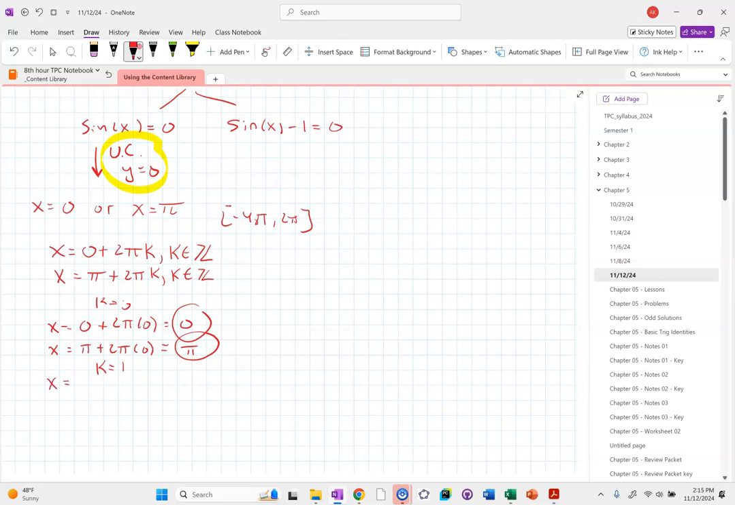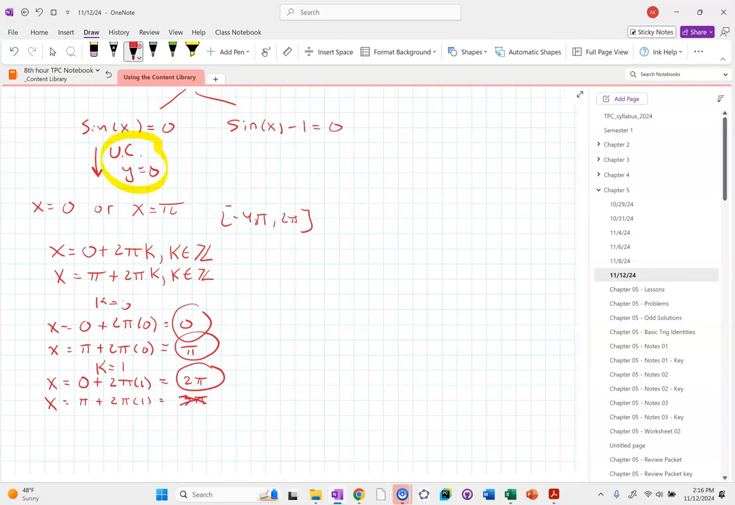So if I say k equals 1, I'm going to have 0 plus 2 pi times 1. That's 2 pi. Ooh, that's right on the border. Does the bracket mean keep or throw out? Keep. Good. And then I have pi plus 2 pi times 1. That's 3 pi. And that's too big now, right? Everybody see that?